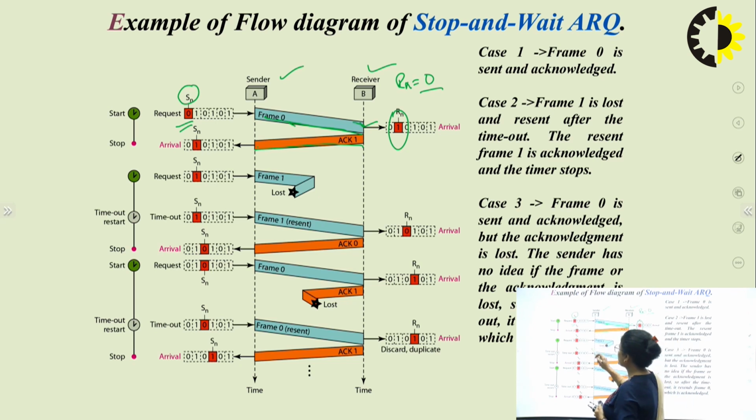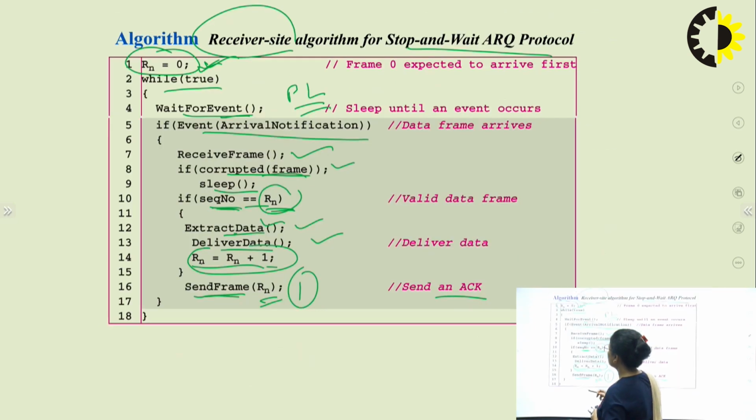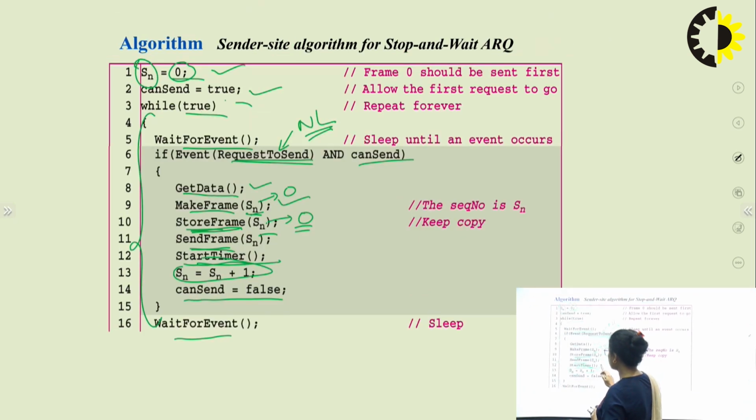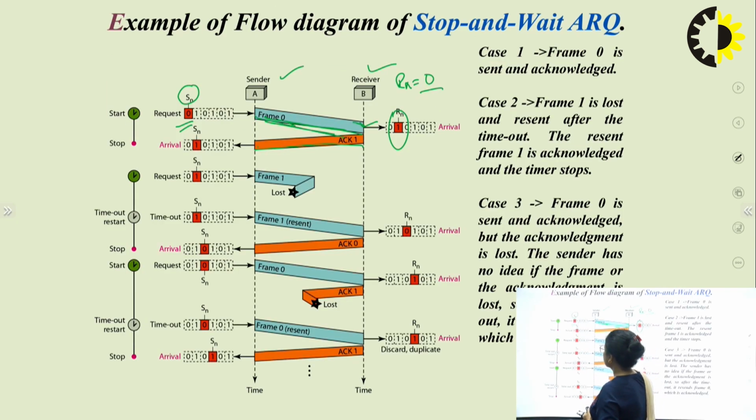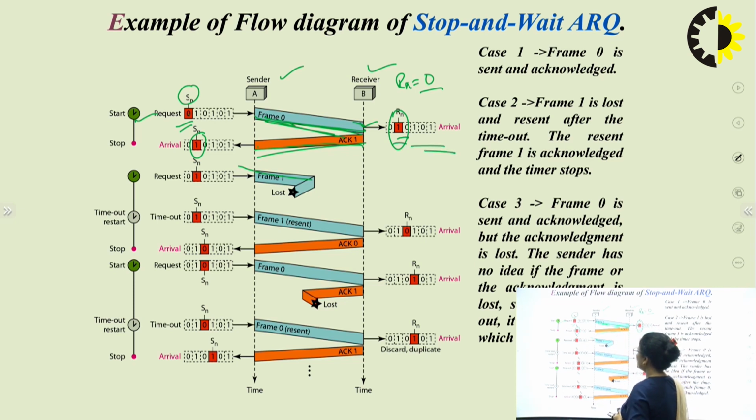As you look at the sender's algorithm, once the frame is being transmitted, the timer is initiated, and SN from 0 gets incremented to 1. Fine. So the 0th frame is transmitted, waiting for frame number 1. So frame 1 is transmitted, the receiver is waiting for frame number 1, and in this case we are assuming that frame number 1 is lost in the transmission medium, maybe because of noise or so on.